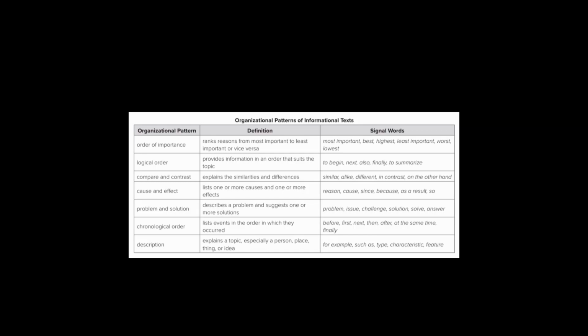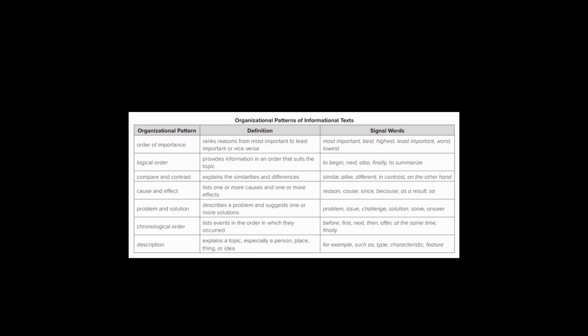So let's look at the first one. It says order of importance. Ranks reasons from most important to least important, or vice versa. Our signal words are most important, best, highest, least important, worst, and lowest. Logical order provides information in an order that suits the topic: to begin, next, also, finally, to summarize. Okay. Compare and contrast explains the similarities and differences. Our signal words are similar, alike, different, in contrast, on the other hand.